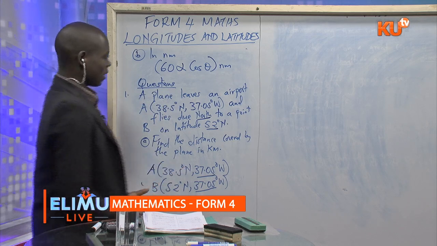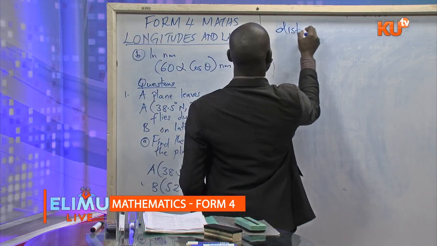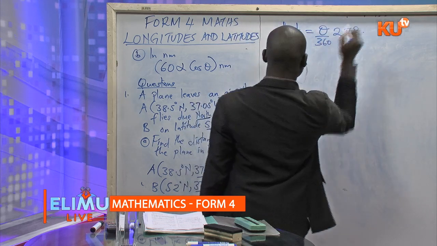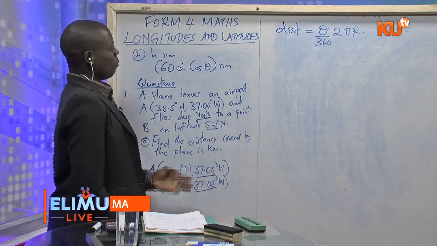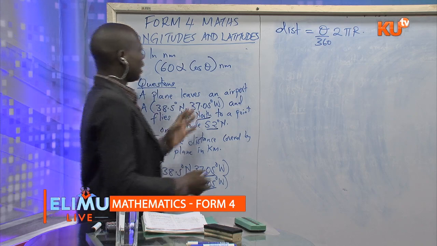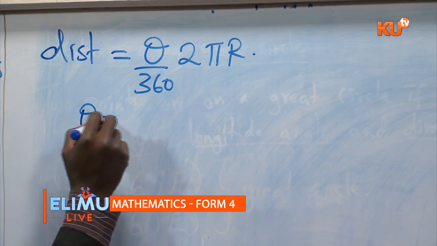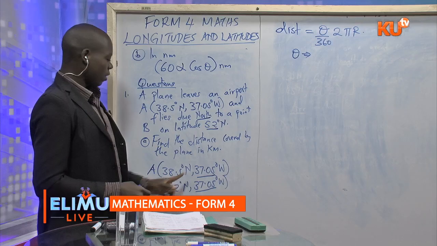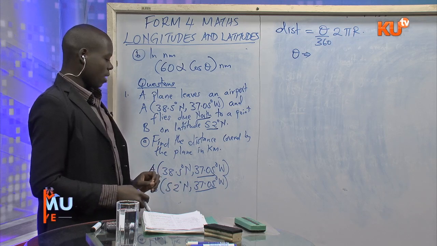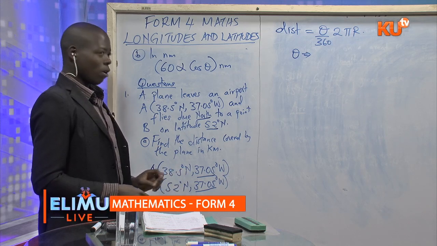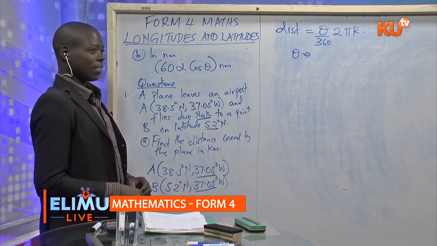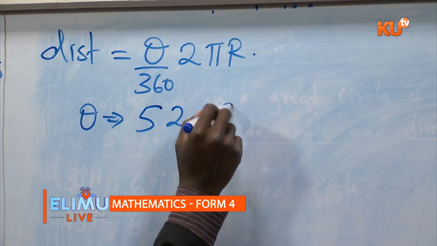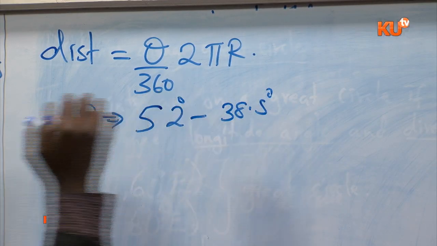We are told the distance in kilometers. So we say distance equal to theta over 360 times 2 pi r. We will be able to replace in. The theta is the latitude difference. So we get the difference in the latitudes. A is 38.5 north, B is 52 degrees north. If they are on the same side of the equator, then we subtract. The difference here will be 52 degrees minus 38.5 degrees.